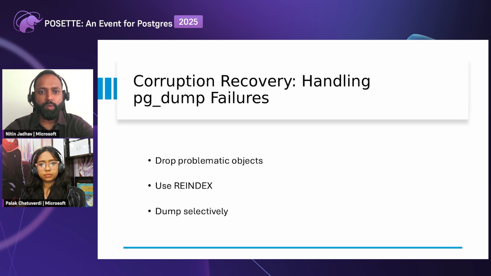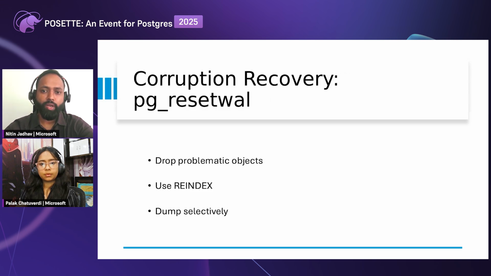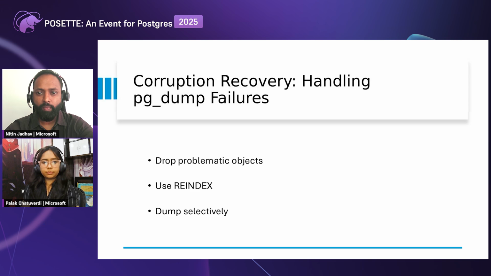If pg_dump fails due to an issue with a specific object, consider dropping that object, especially if it's an index or temporary table, as these can often be recreated later without data loss. If pg_dump is failing due to an issue with a specific index and you're unable to drop it, then consider doing a reindex, which can potentially resolve the issue. If the full database dump is failing, then try to dump individual tables and schemas.